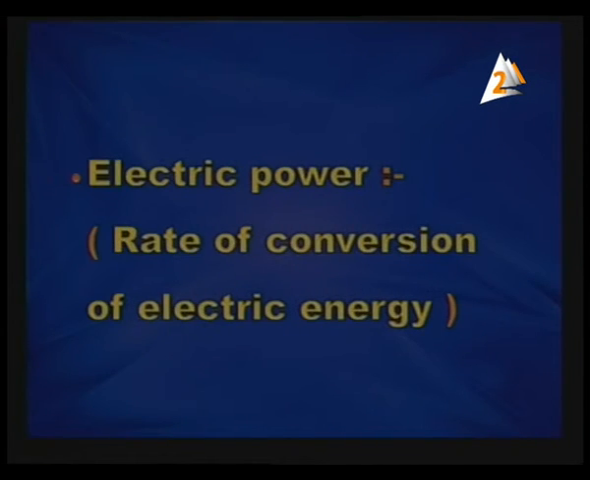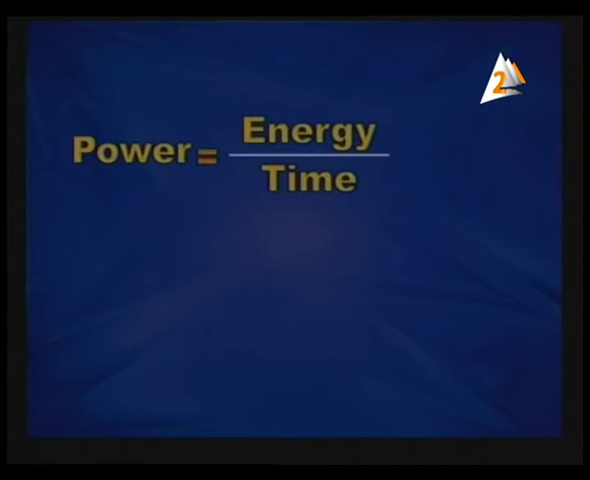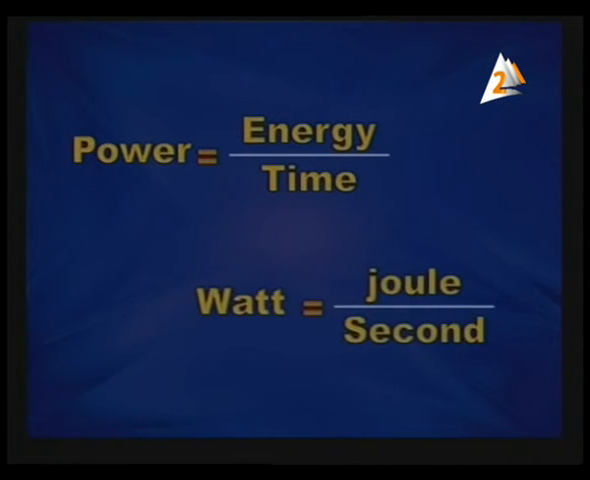Electric power is defined as rate of conversion of electric energy. So what about electric power? It is electrical energy consumed in 1 second. So it is electrical energy over time, rate of conversion of electric energy. Power equals, as I said, energy over time. So unit of power is watt, which is equivalent to joule over second.